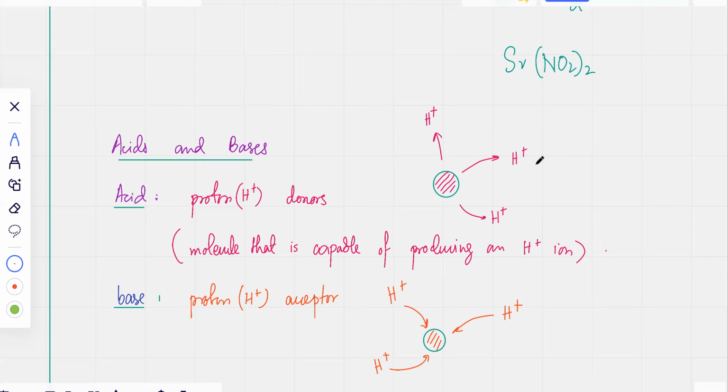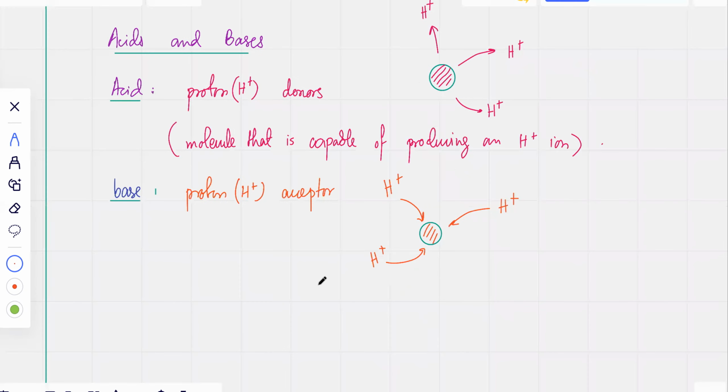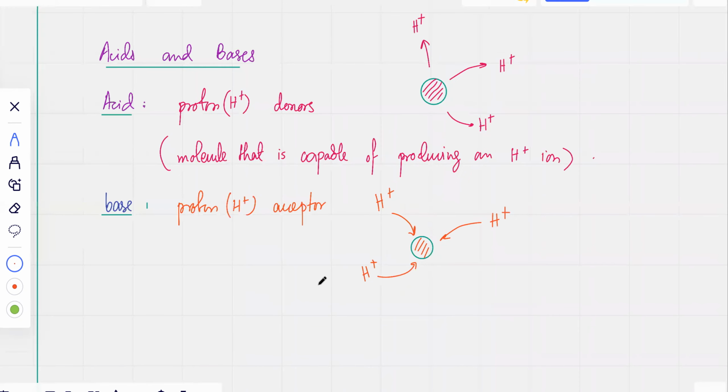Yes, sir. Yes, sir. Okay, for the others, is this clear? Sir, a base can also be a molecule that is capable of receiving H plus ions, or accepting H plus 1 ions. Yes, meaning proton acceptor or H+1 acceptor. Saneem, is this clear? Yes, sir. Okay, so that's an acid, that's a base.